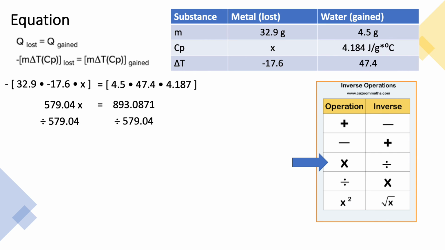579.04. We're going to be left with x on the left-hand side and a specific heat of 1.54 joules divided by grams times Celsius. So if you're ever confused on what those final units are, keep in mind we're solving for that specific heat, that Cp here, and our initial specific heat was joules divided by grams times Celsius. So that can help you figure out what those final units are. All of your calculations should be two-parted. You should have the number and the unit there.